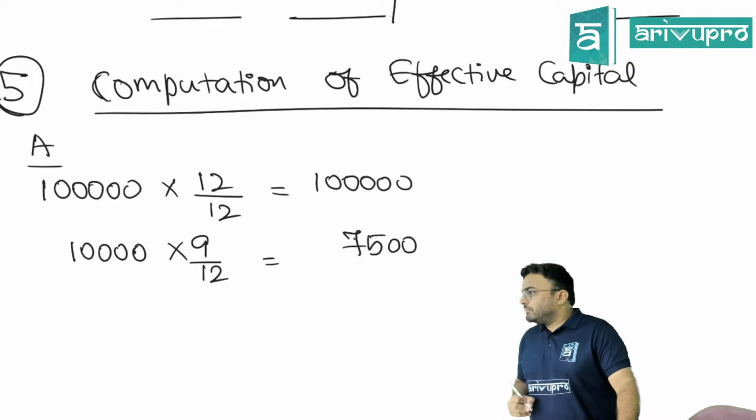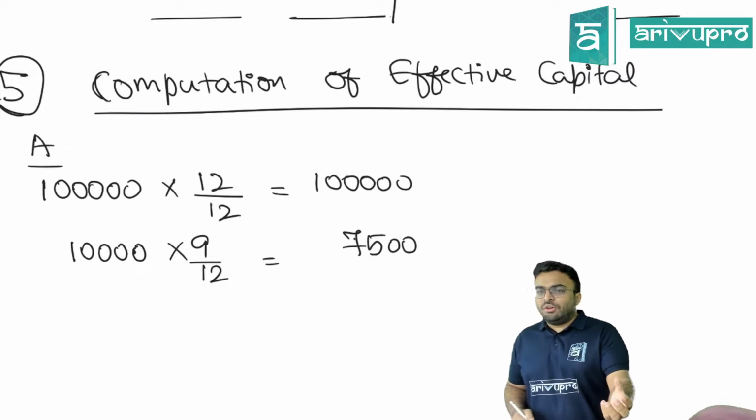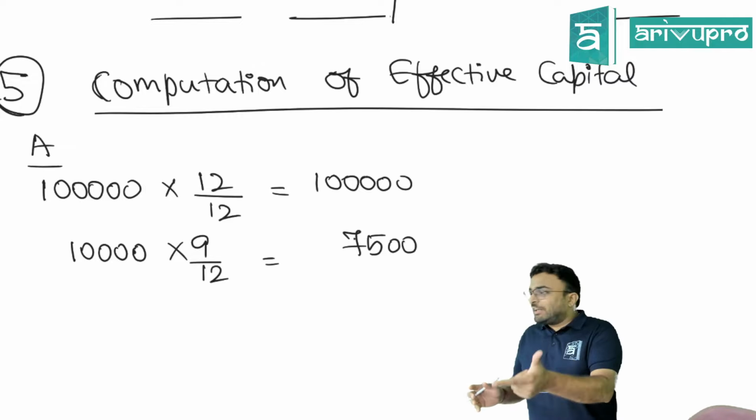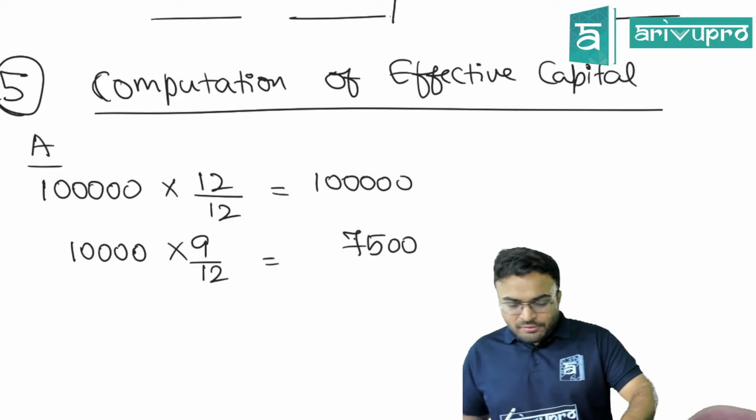7,500. Clear? Why? Because the person has introduced capital on 1st April. That means the capital can be used only for 9 months. So effectively the capital is 7,500. They said effective capital. Clear?